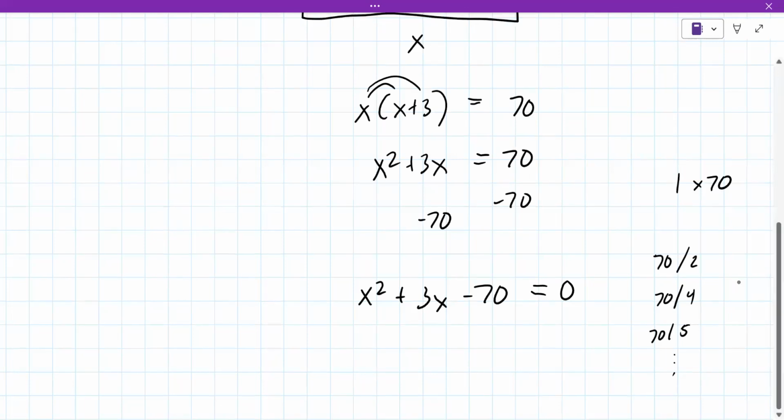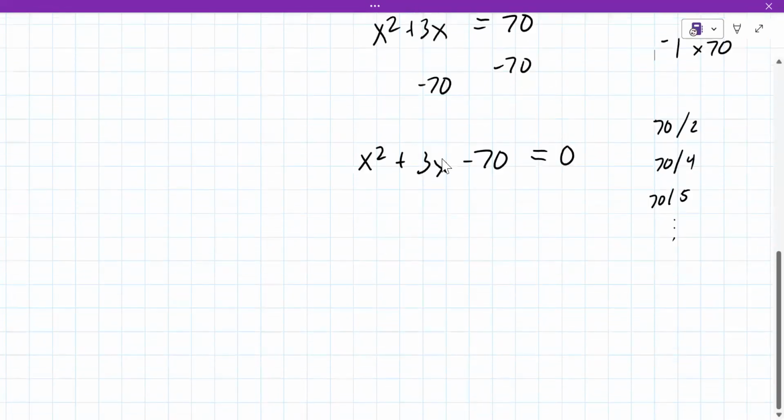1 times 70 does not work. Or negative 1 times 70. Have you done any factoring in a while? Yeah. Okay, so you're trying to find two numbers that multiply to negative 70, but then add to 3.